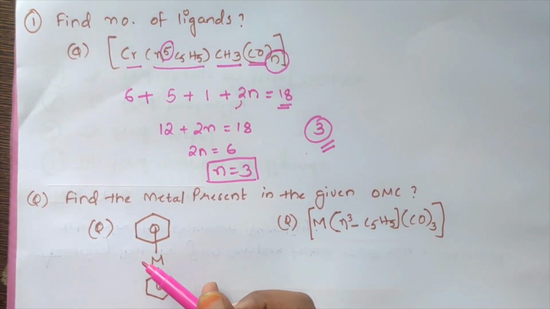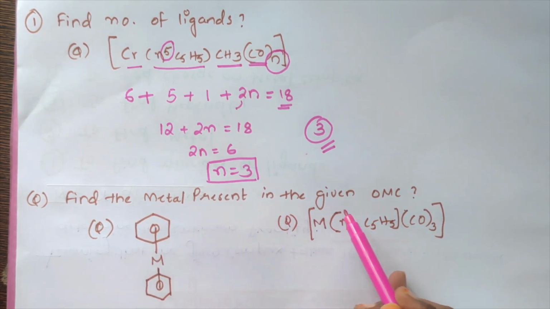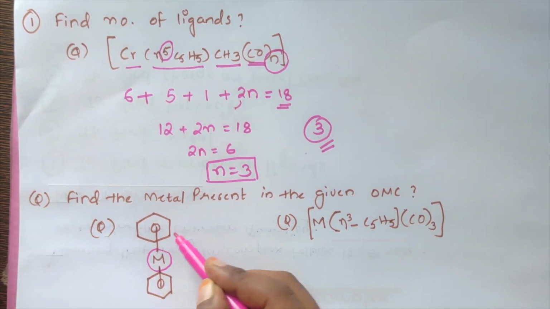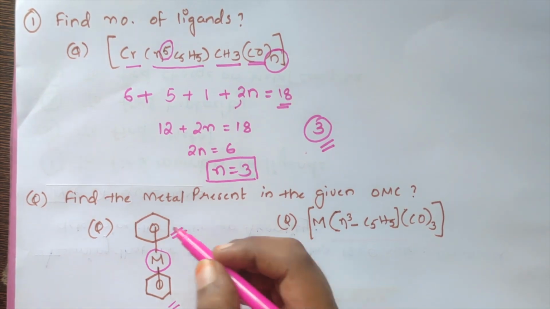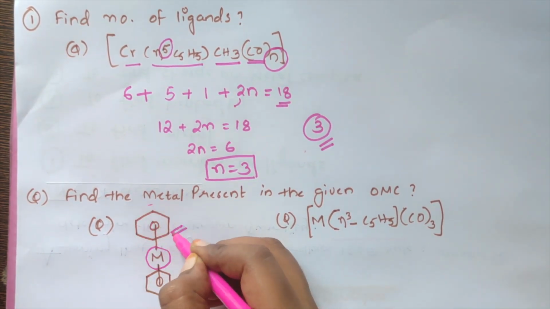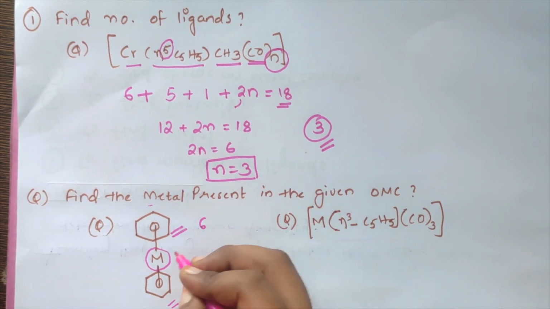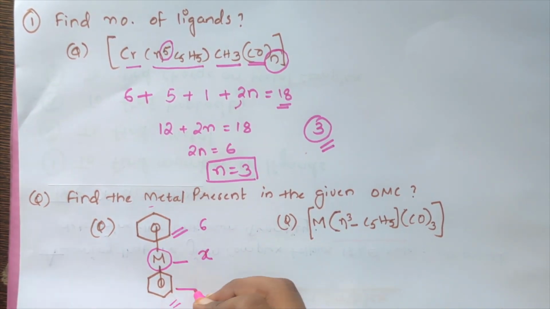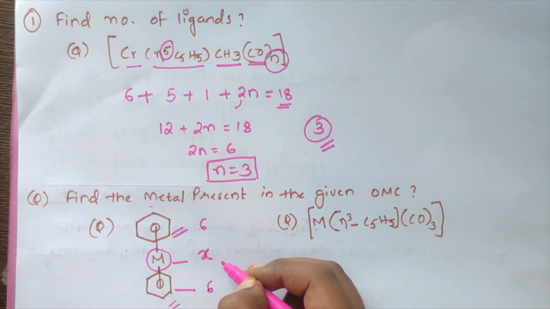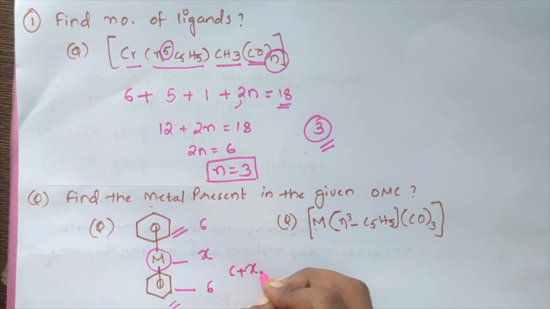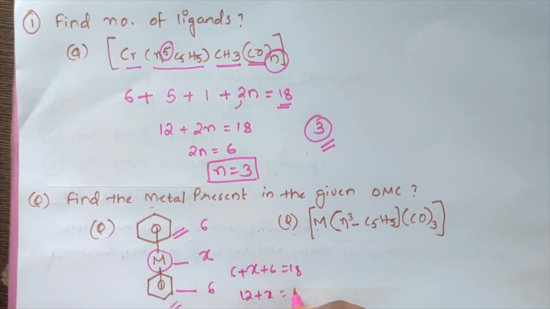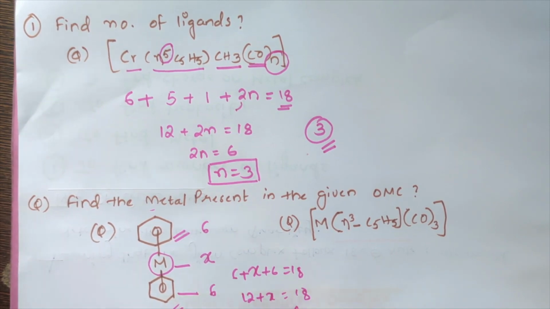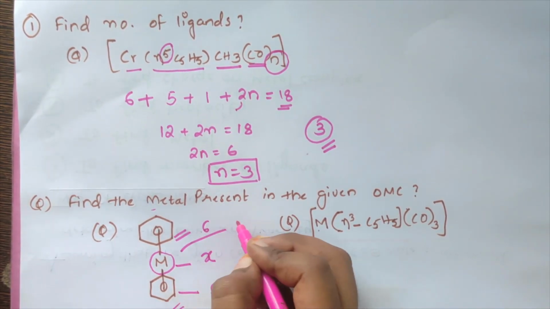When we go to the next question, we have to find the metal present in the given organometallic complex. Here the metal is attached to 2 benzene rings, so we should know the hapticity of the benzene rings. As the metal is connected to all the carbons in the ring, it will be donating 6 electrons. We don't know the metal, so let us take it as X. So overall, 6 plus X plus 6 is equal to 18. Then 12 plus X is equal to 18, so X will be equal to 6. So here the metal is donating 6 electrons.